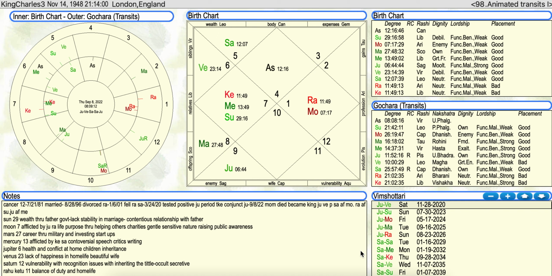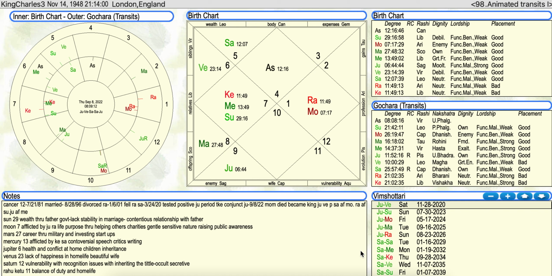Then we have Saturn at 12 degrees, and it's ruling the house of transformations, death-like experiences. It brings a vulnerability with respect to fame and recognition, issues with inheriting the title, and interest in occult sciences. Then we have Rahu and Ketu.